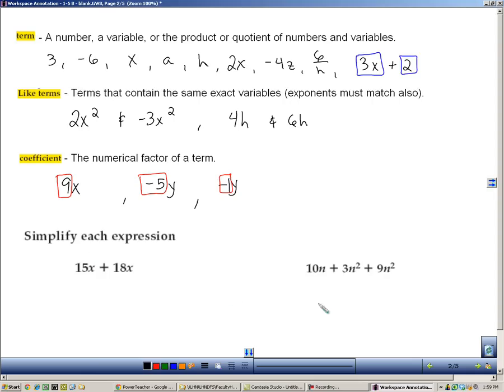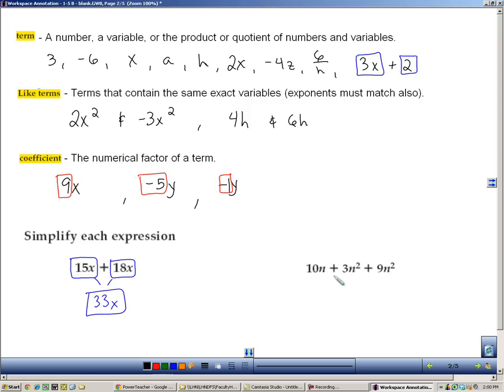Okay, so what do we do now that we know what those things are? Well, here's what we do. We have two terms, and these both are like terms. We have a 15x and an 18x. And I like to put boxes around like terms to show that I'm going to combine them. Well, 15x plus 18x, when you combine them together, it's like saying 15 pencils plus 18 pencils is how many pencils? Well, that's 33 pencils. Same thing here. 15x plus 18x come together to be 33x. Notice it's not 33x squared. We didn't multiply the letters. We just added them together.